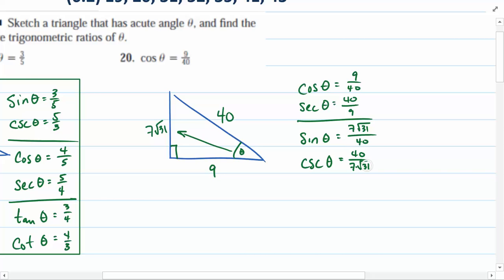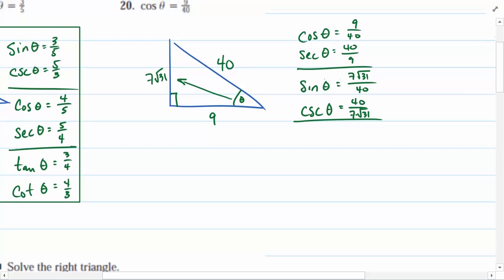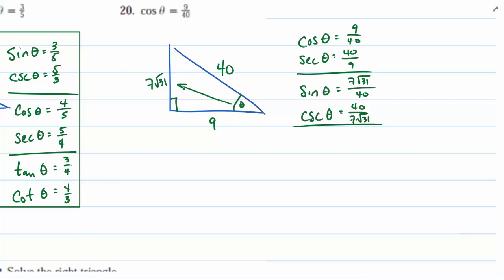Now, if you write this answer and compare it to one that you might see in the back of your textbook, you might see that they take this a step further and they rationalize the denominator. Or in other words, they do some math to get rid of the square root in the denominator. Traditionally, we would like to do that. However, at this point in the class, I'm not going to be too concerned with rationalizing the denominator, and we'll leave this answer as it is.